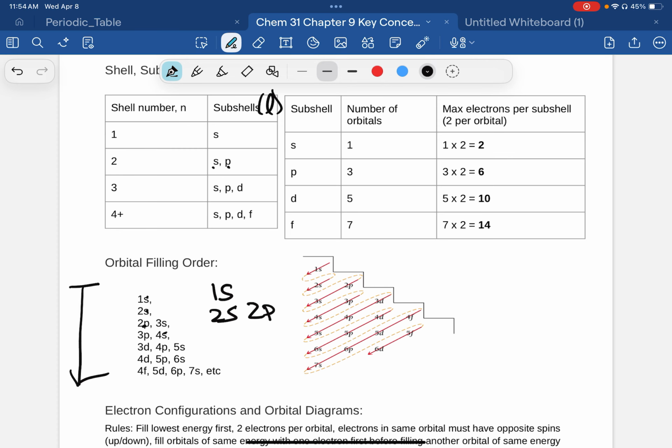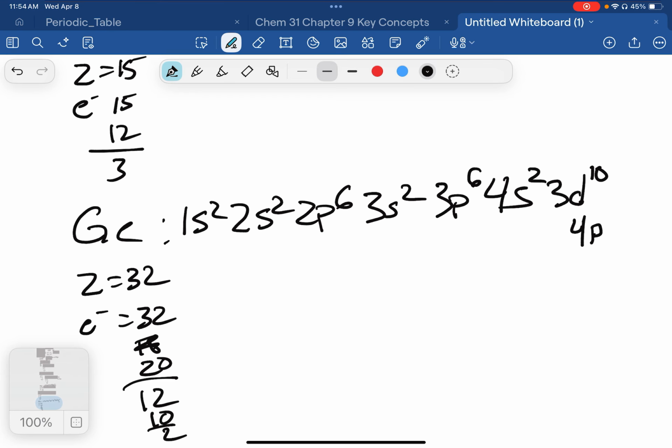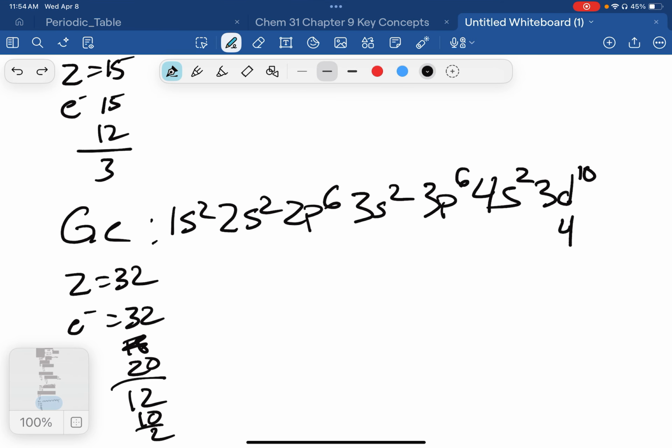What comes after 3d? We then go to 4p. So then we're going to write, oops, this should be in a line, but I'm running out of room. Oh, there we go. I can actually do that in order. 4p. And we know that p orbitals can hold 6, but we only have two left, so we'll put those two there, and we've now filled that up. So germanium has an electron configuration of 1s2, 2s2, 2p6, 3s2, 3p6, 4s2, 3d10, 4p2.